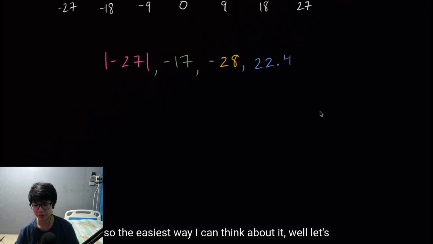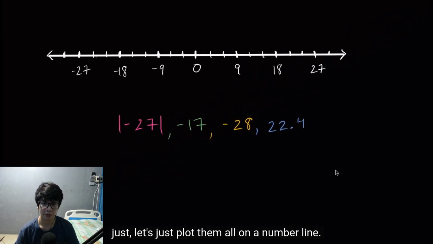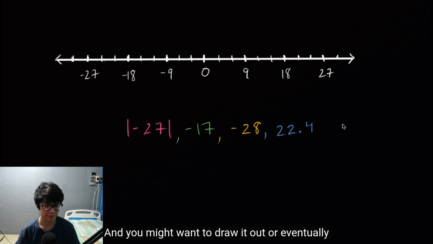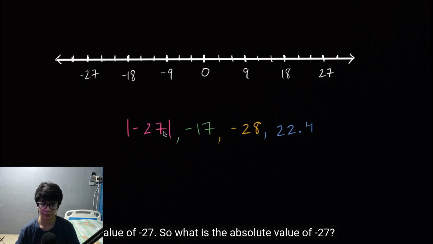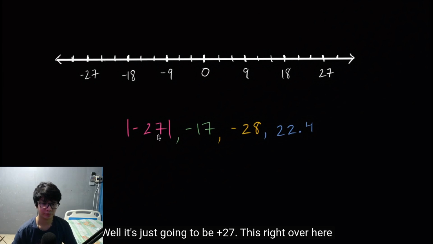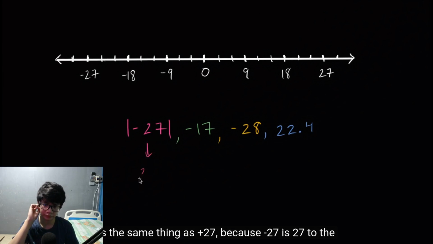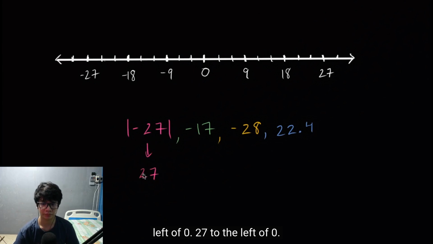So the easiest way I can think about it is, well, let's just plot them all on a number line. And you might want to draw it out, or eventually you kind of have a number line in your head and you can think about it that way. So let's first think about the absolute value of -27. So what is the absolute value of -27? Well, it's just going to be +27. This right over here is the same thing as +27, because -27 is 27 to the left of 0.